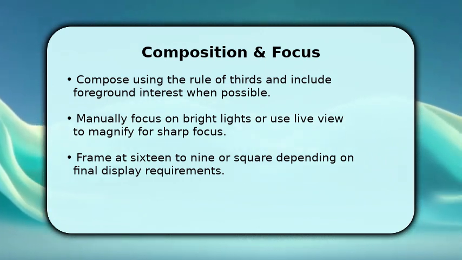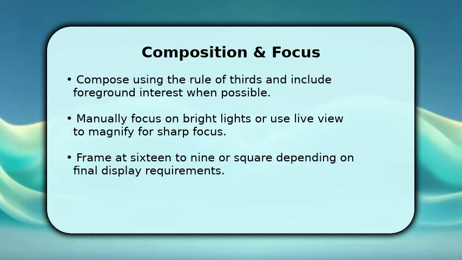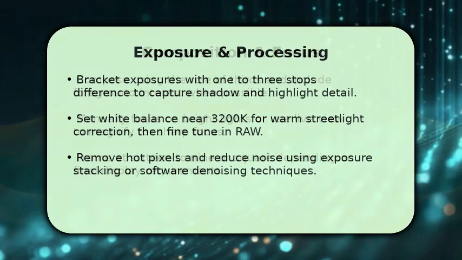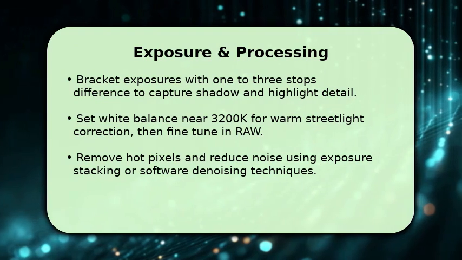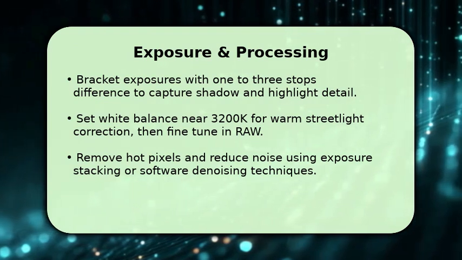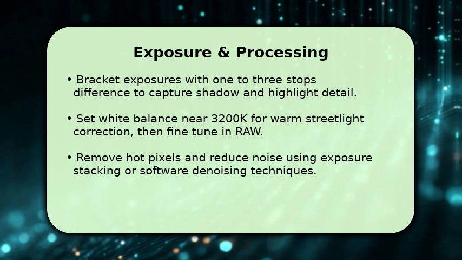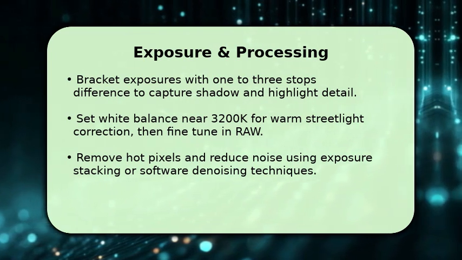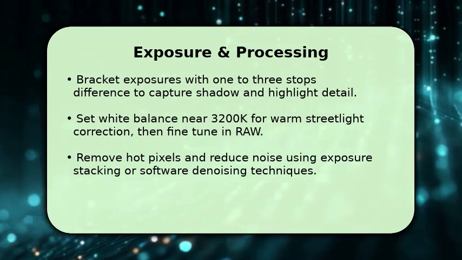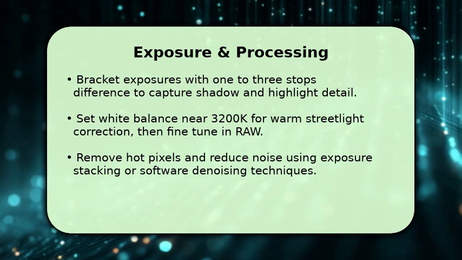Bracket your exposures with 1 to 3 stop intervals to preserve highlight and shadow information. Capture multiple frames for stacking to reduce noise and improve tonal range. Set white balance near 3200K for common streetlight color and refine it later in RAW processing.